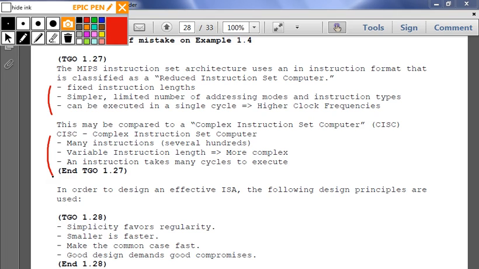But yes, a couple other hands up. Is it smaller? It is smaller. MIPS is smaller.